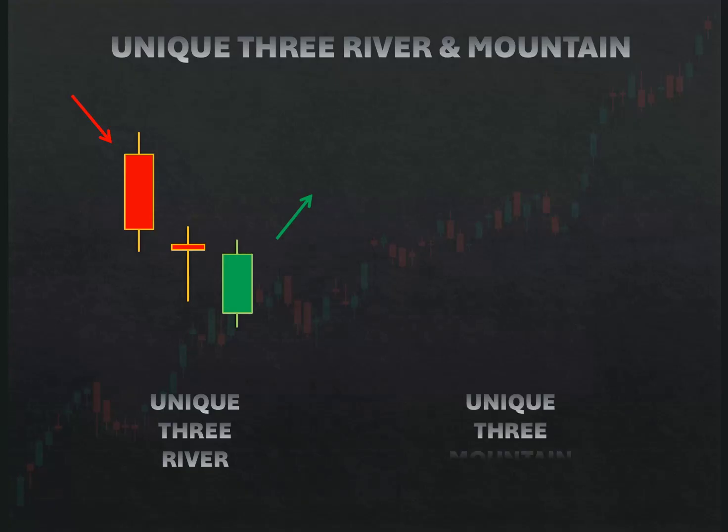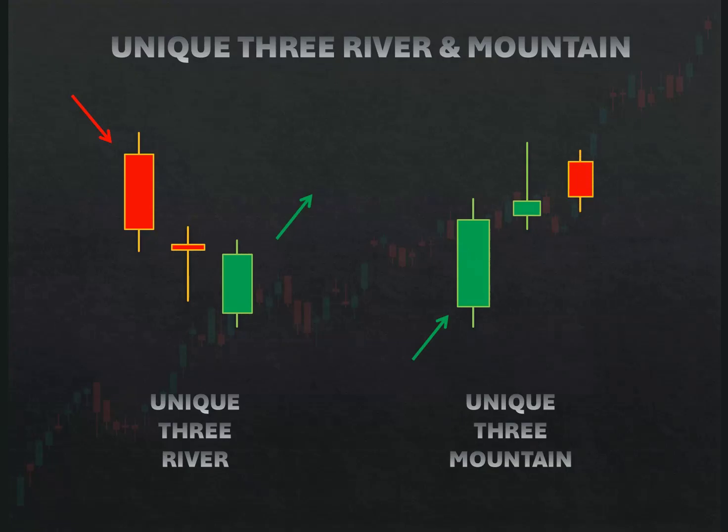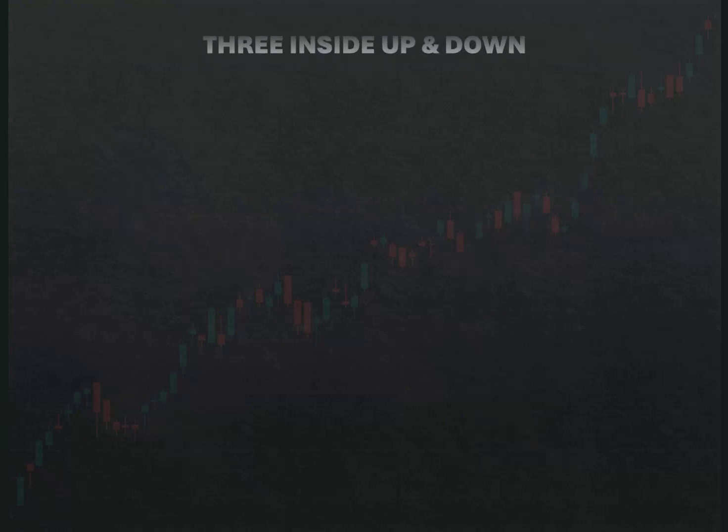Unique 3 mountain candlestick is a bearish reversal pattern. This is a 3 candlestick pattern that somewhat looks like the bearish evening star. It appears in an uptrend. The first day's green candlestick engulfs the following small green body, which characteristically has a long upper shadow. The pattern is completed by a small red body, which closes above the close of the second day, indicating trend reversal.